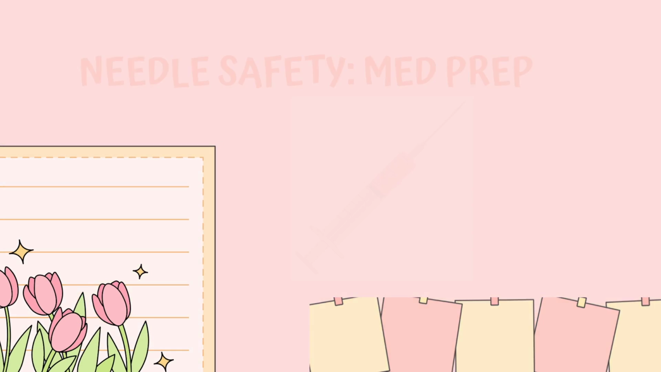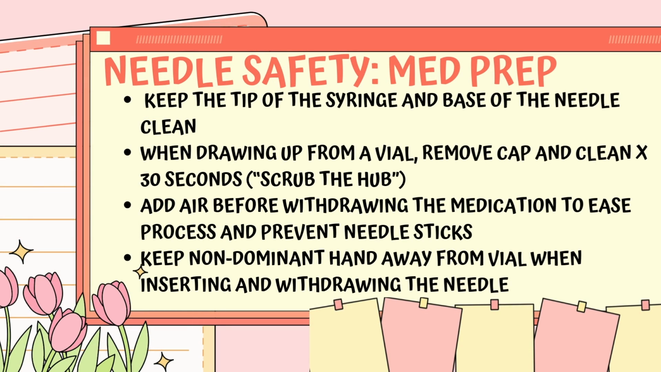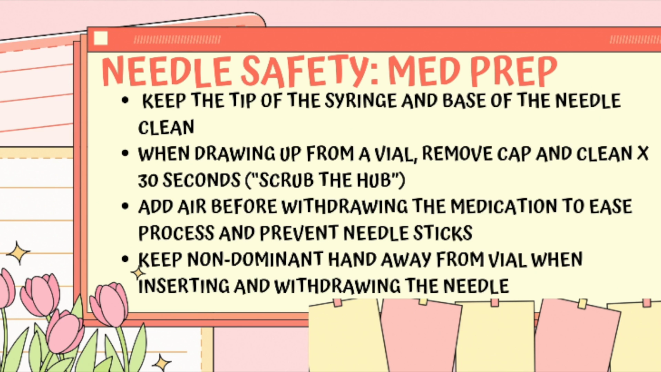Needle safety, medication prep. A way to be safe when we're drawing up medications and we're using needles is to keep the tip of the syringe and the base of the needle clean when you're putting them together. When drawing up from a vial, remove the cap and clean it for 30 seconds. That's called scrubbing the hub. Add air in your syringe and then put it into the vial when you're withdrawing the medication to ease the process and prevent needle sticks. Keep your dominant hand or whatever hand you're not using away from the vial when inserting and withdrawing the needle.